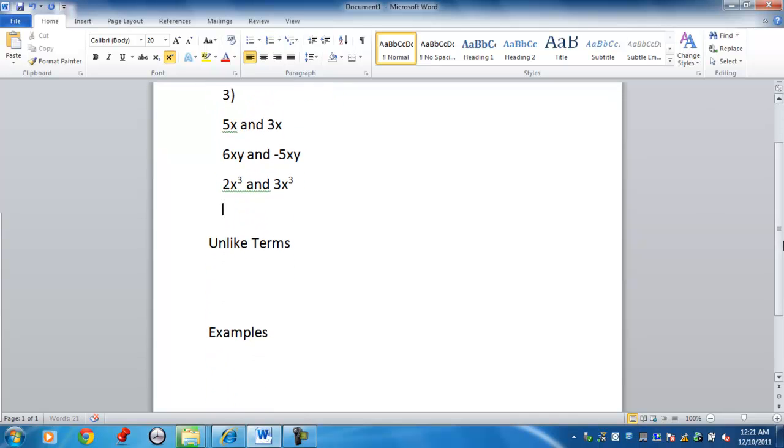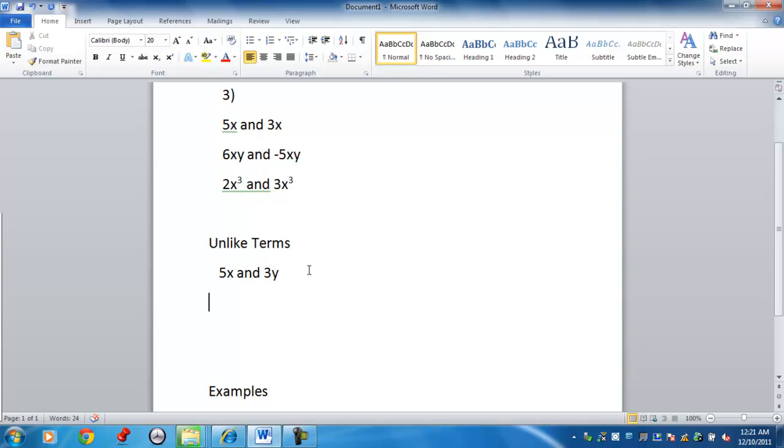Let's take a look at some examples that are unlike terms. Unlike terms would be, for example, if you had 5x and 3y. If the variables are different, then we would say these terms are unlike terms.